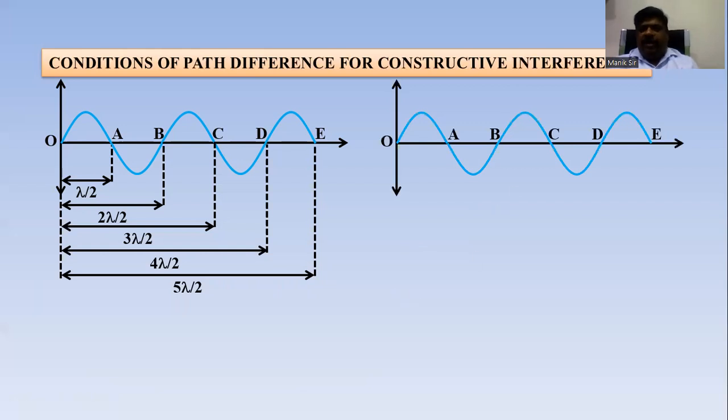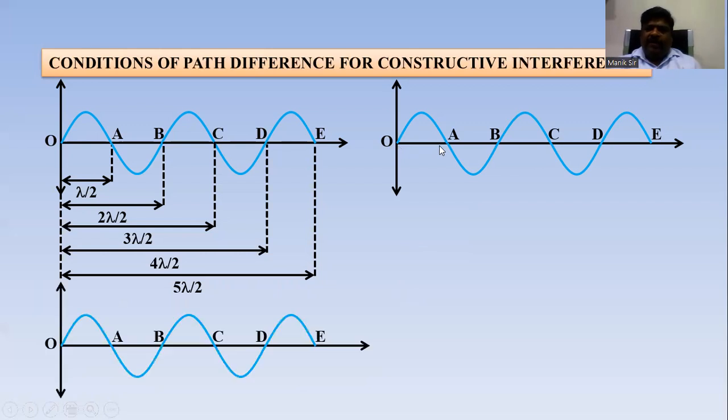So here again we are considering the same wave pattern. Again from O to A it is lambda by 2, O to B 2 lambda by 2, O to C 3 lambda by 2, O to D 4 lambda by 2, and O to E 5 lambda by 2.